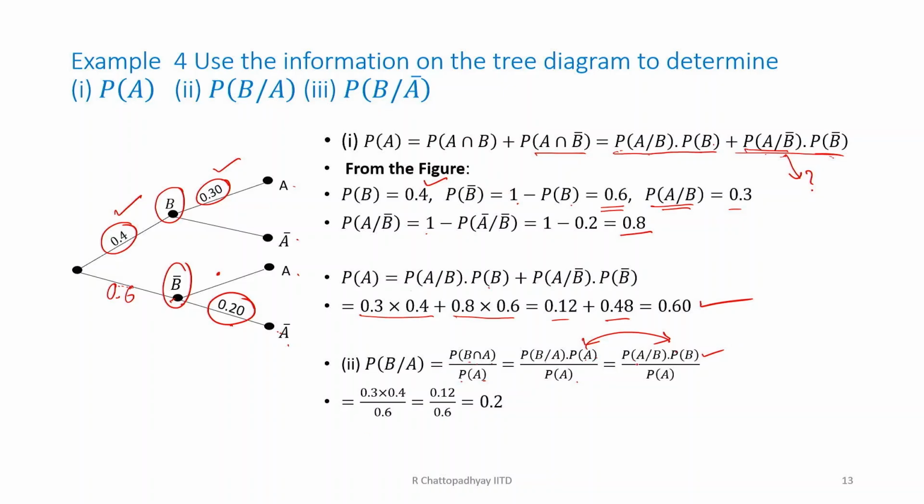So I write P(A given B), and I see this value is given here, 0.3. P(B) is also given, 0.4. And P(A), I've already found out, 0.6. So I'm writing 0.6 here. And therefore it is 0.12 by 0.6. So this will give you a figure 0.2. So therefore P(B given A) is 0.2.